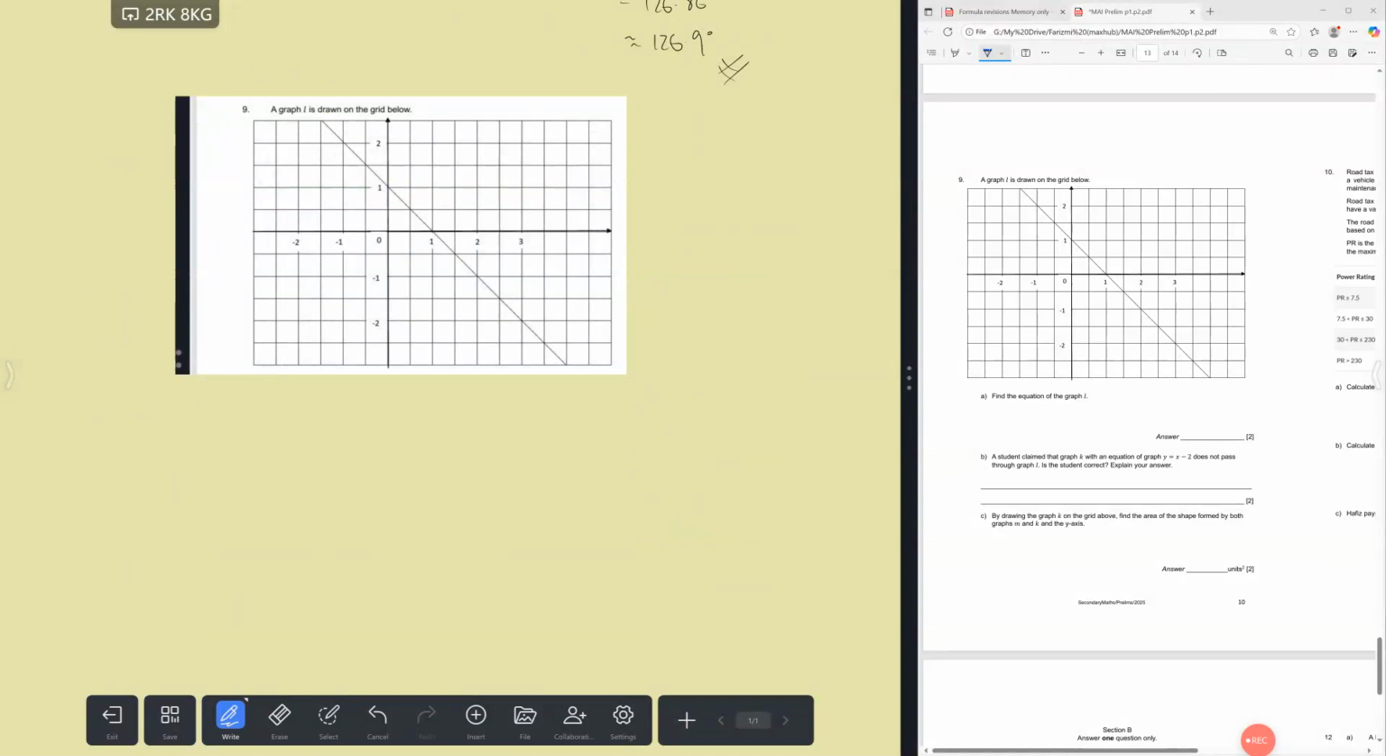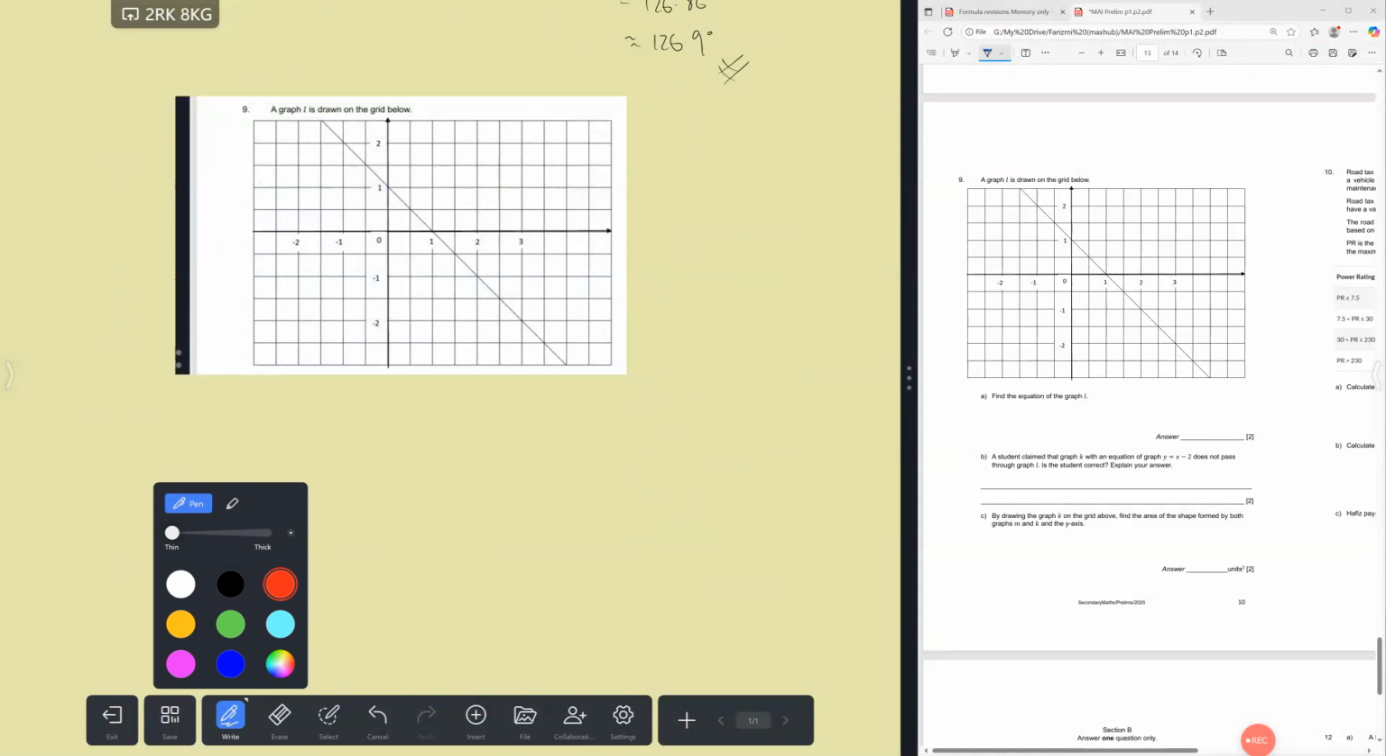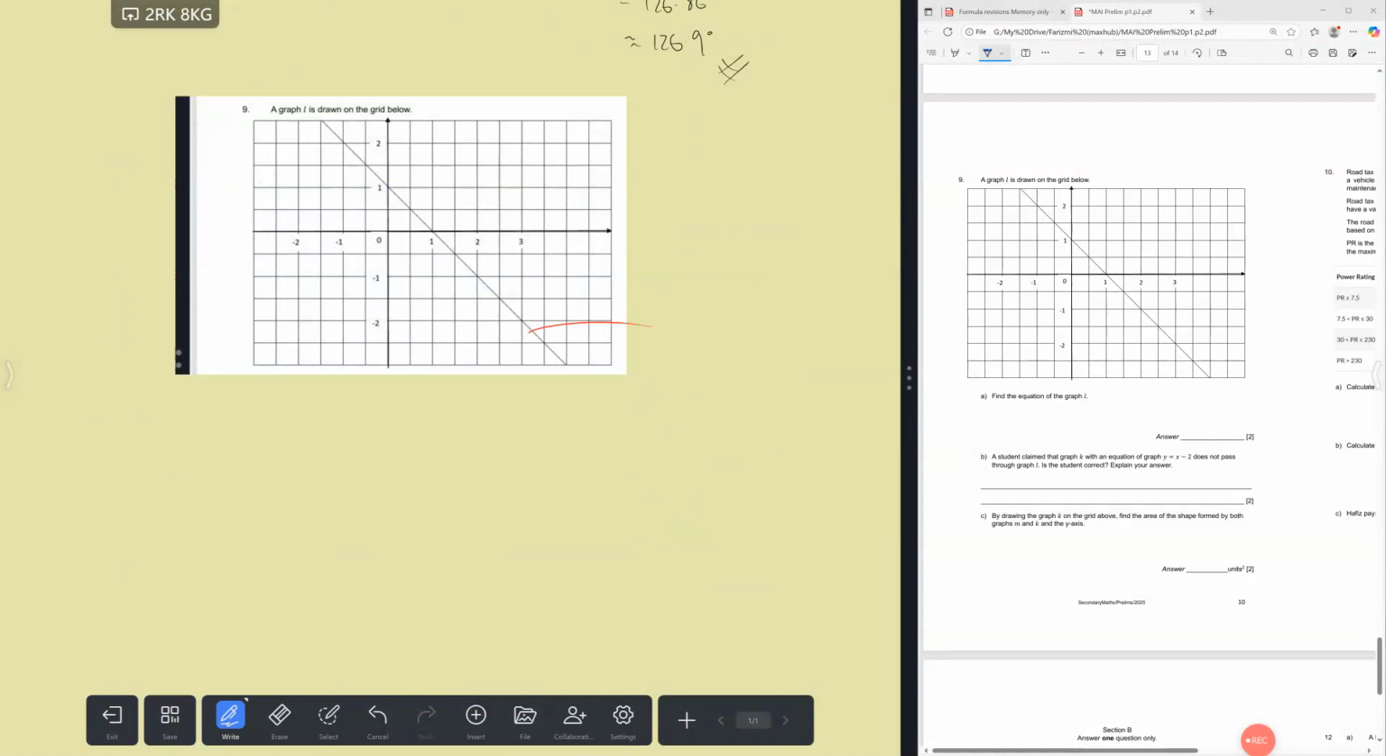Okay, find the equation of the line of the graph L. So this is a line we're interested in. Let me just change the color a little bit. So this line L, it's a cursive L. That's how we denote this particular line. Like so.